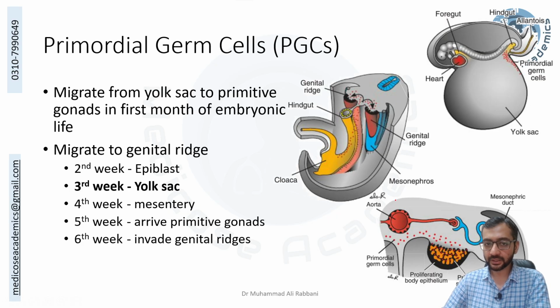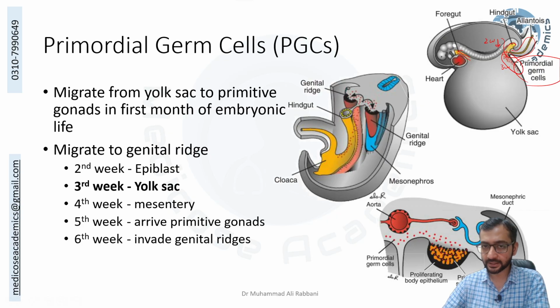Primordial germ cells are the cells that are going to form the oogonia. These cells are initially in the epiblast. In the second week, they migrate through the primitive streak to the yolk sac in week 3. In the yolk sac, they are present in the tail end where the allantois is, the outpouching of the yolk sac. From here, the yolk sac is going to form the gut.